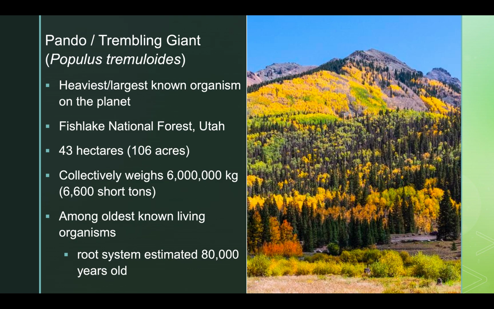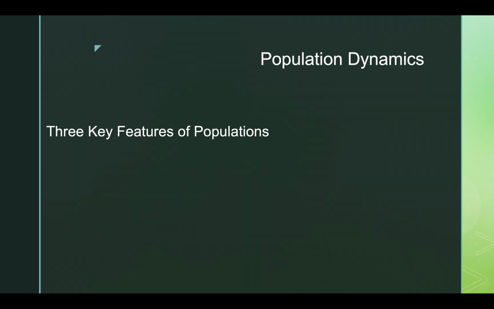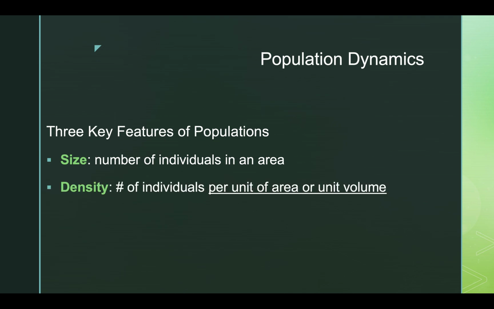Our study system is the Fish Lake National Forest in Utah, which is over 100 acres, and collectively all of these trees weigh 6,600 short tons. Their root system is an estimated 80,000 years old. So when we're talking about this whole system, we're talking about the features of this population. We're focusing on size, which is the number of individuals within an area, and density, the number of individuals per unit of area or unit volume.